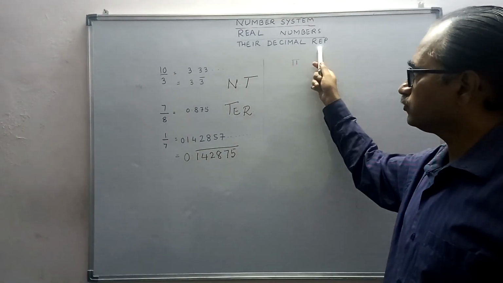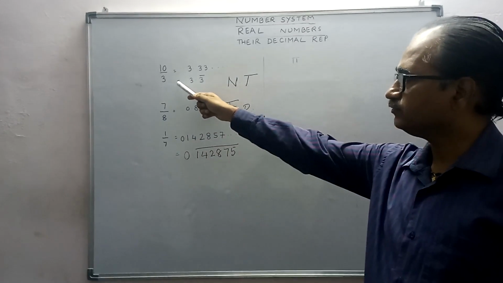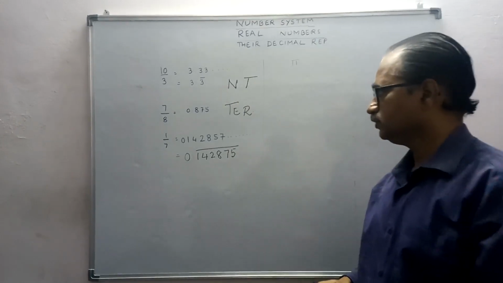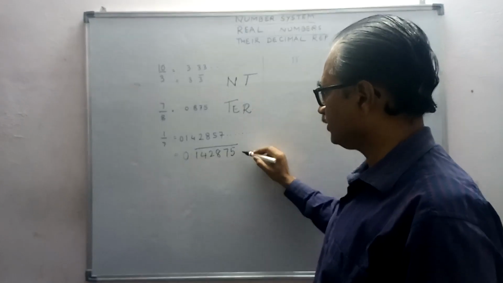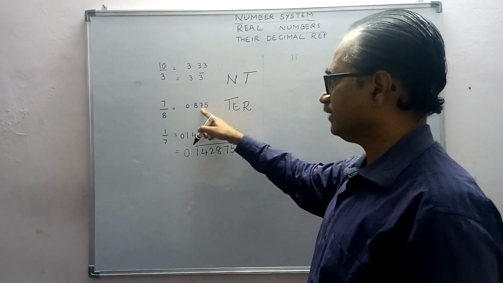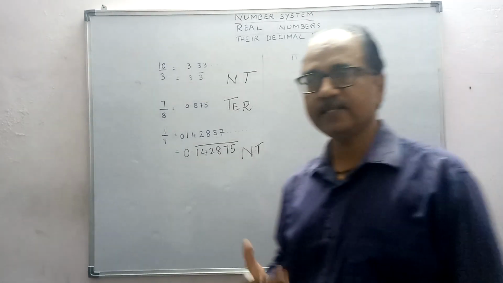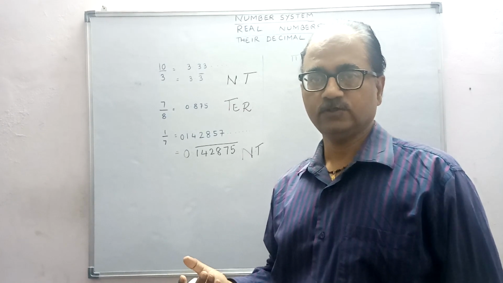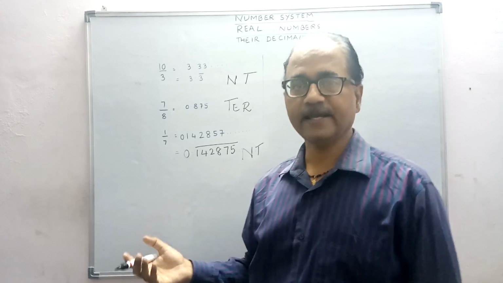So we come to a conclusion that whenever we write a decimal representation of any rational number, then it can be either non-terminating or terminating. This is non-terminating, not coming to an end, and this is also non-terminating. This one is terminating because it comes to an end. So real numbers can be of the form terminating or non-terminating.